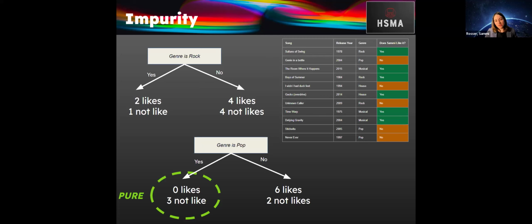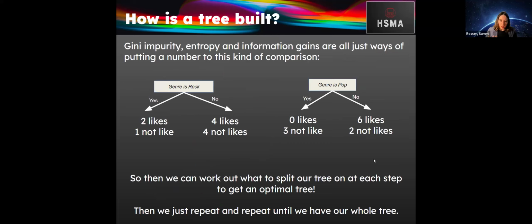Gini impurity, entropy, and information gain are all just a way of putting a number to this comparison. So when we're working out what to split on at each step, we can do the splits, calculate how pure the resulting nodes are, and then choose the most pure to be our split. Then we go on to the next split, do that same calculation again for the next column that we want to split on, and so on. We just repeat and repeat until we've built our whole tree.